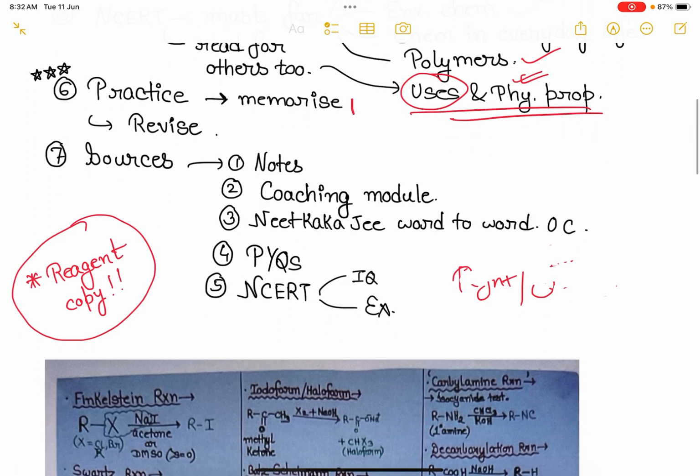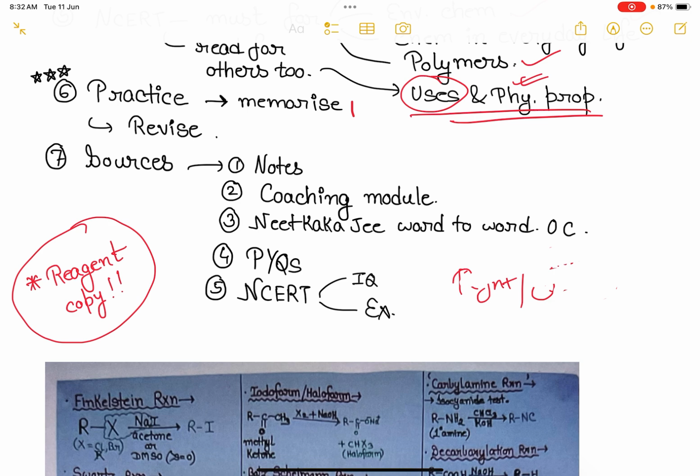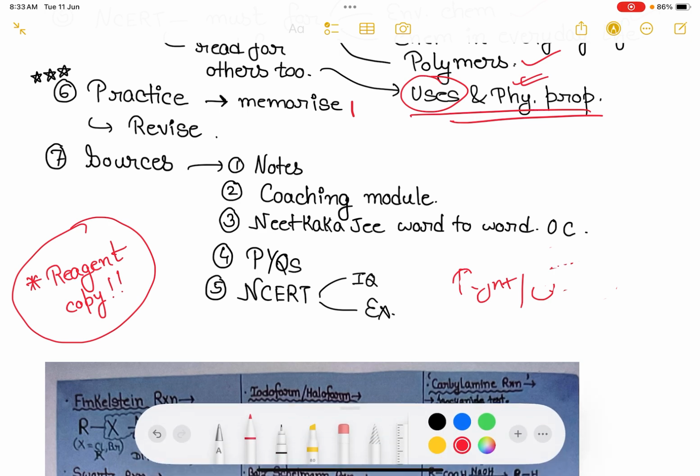And the last point, let us talk about what will be the sources for you as far as organic chemistry is concerned. Number one, you have to make the notes, the best of the notes I'll be sharing with you. Number two, if a coaching module is available, that will be the best and primary resource for organic chemistry. But if you don't have one, this is a very beautiful book, not only for organic chemistry but for all subjects, whether it's biology, physics, physical chemistry, or organic chemistry, for NEET and JEE aspirants. That is Neet Kakaji Word to Word Organic Chemistry.